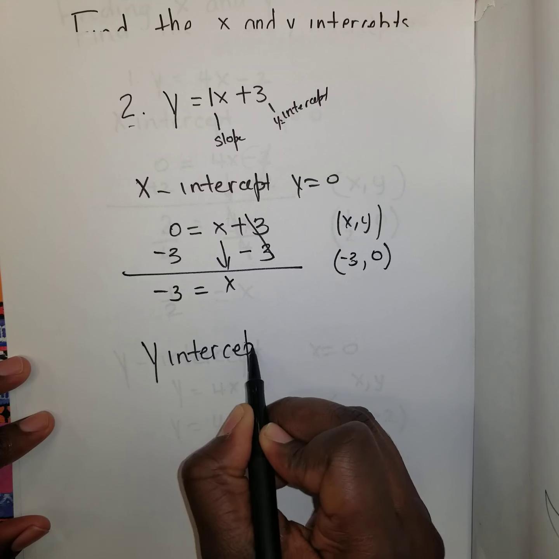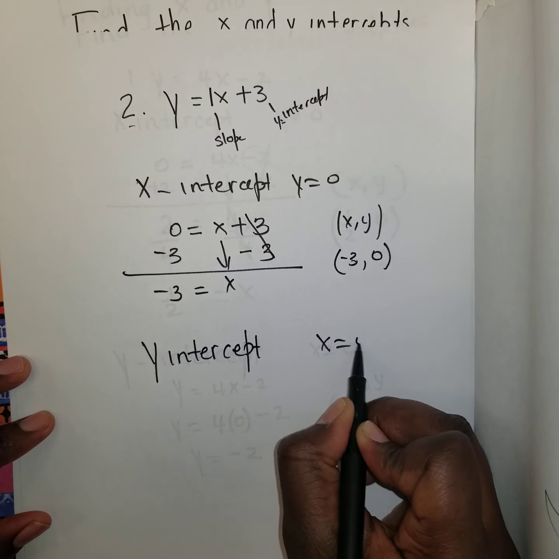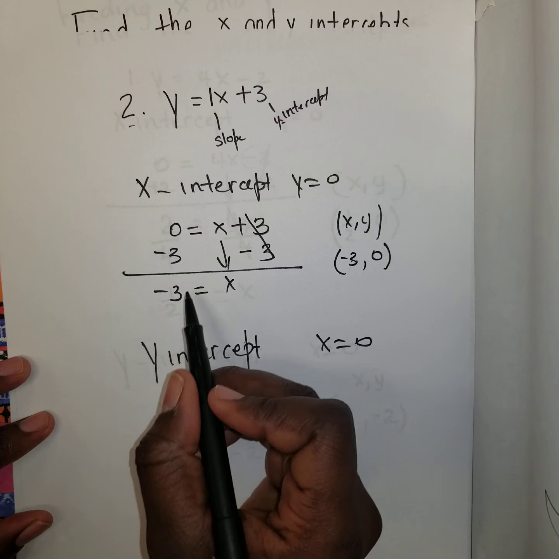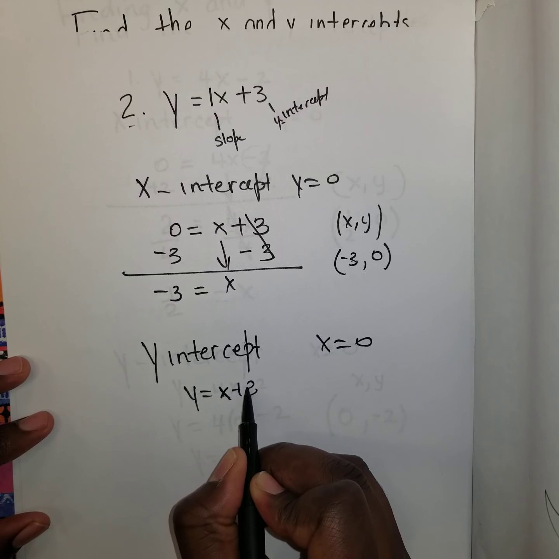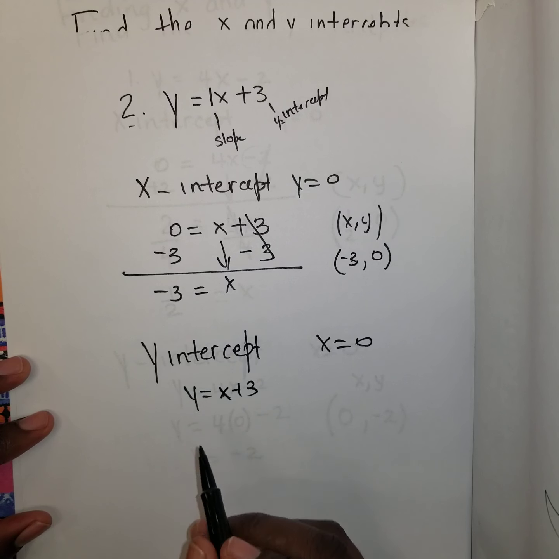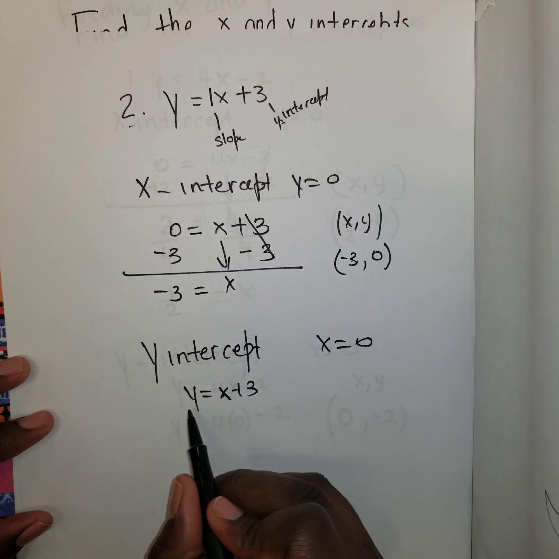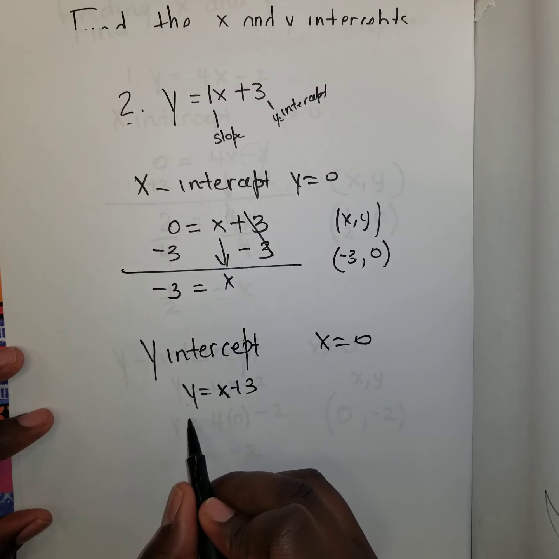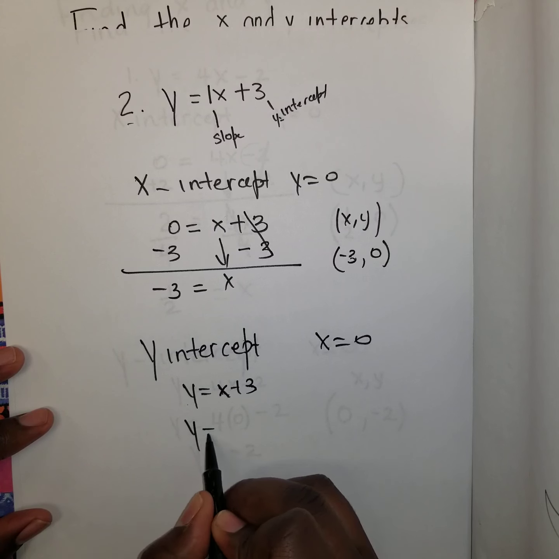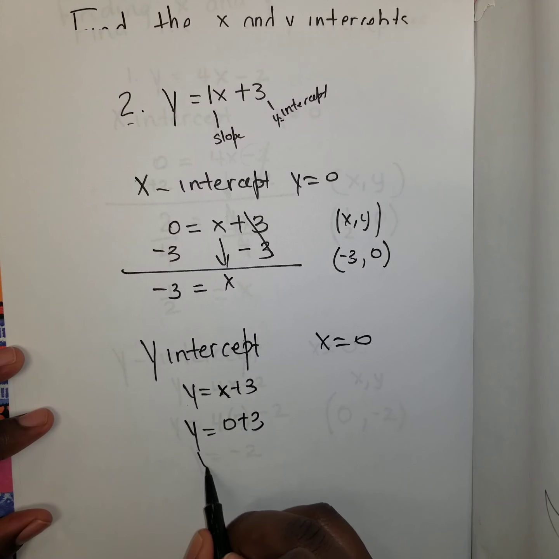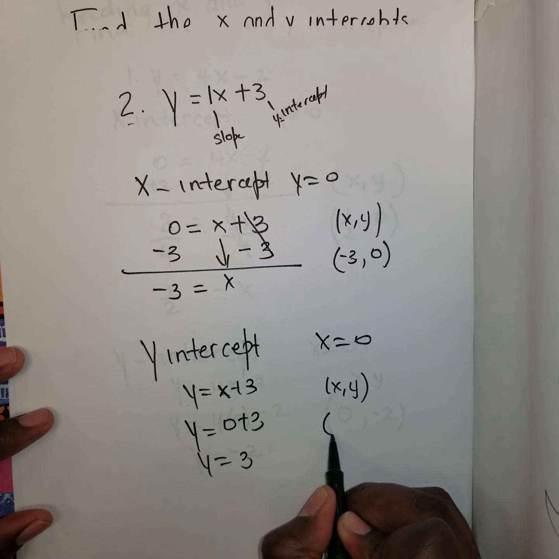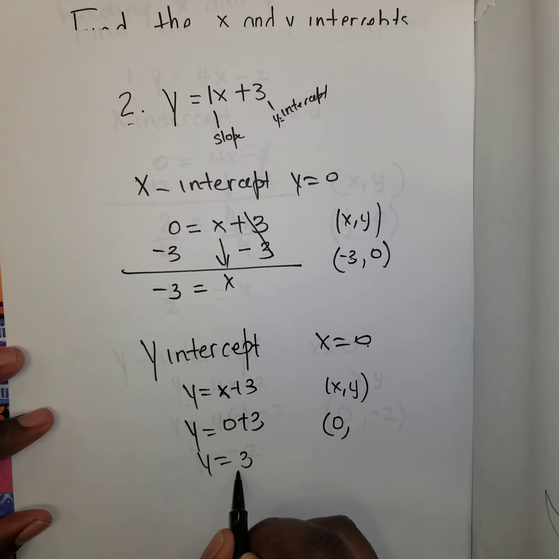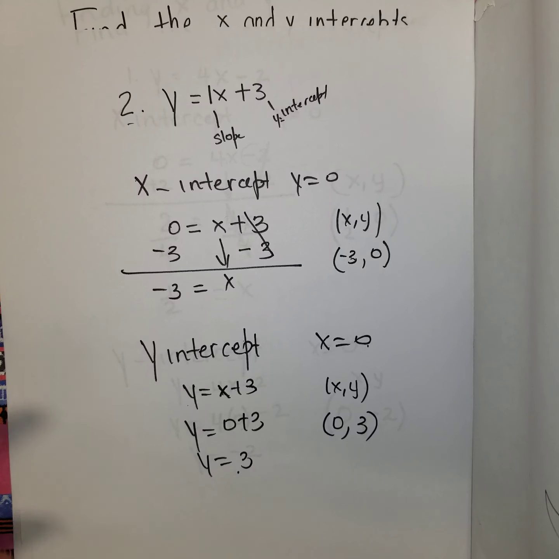Let's go ahead and find the y-intercept. And remember, guys, for the y-intercept, x is always equal to 0. So in the equation given, where I see x, I'm going to put 0. So y is equal to 0 plus 3. y is equal to 3. The xy value, x is 0 and y is 3. And there you go. You are finished.